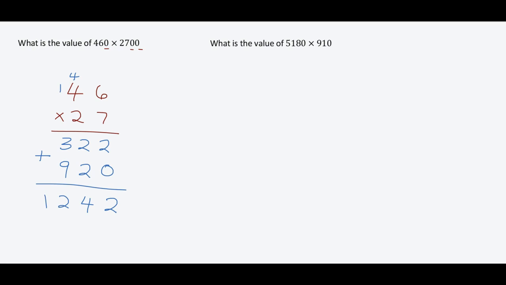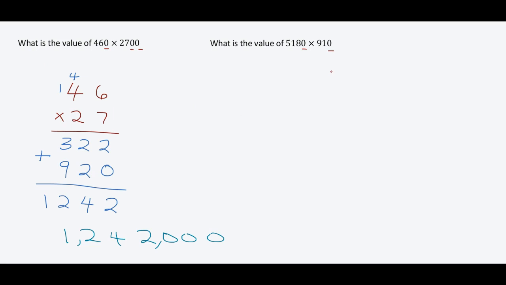Now we have to account for the number of zeros. 1, 2, 3. So you have 1, 2, 4, 2, and then you append the zeros. So you put your commas. Final example, 5180 multiplied by 910. So we are going to account for 0 as the last digit. So we have 2 of them.